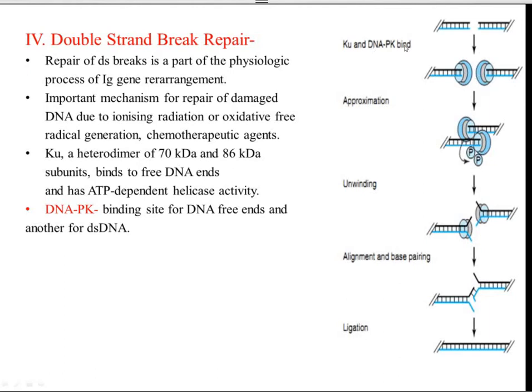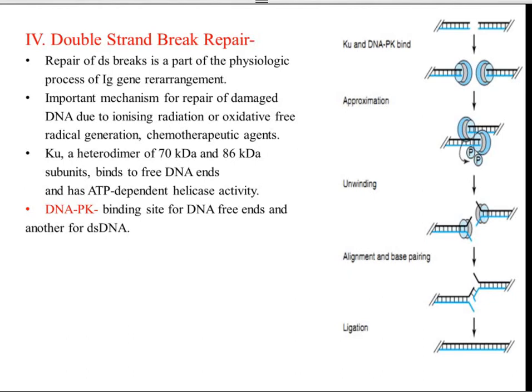Now this DNA protein kinase has two binding sites, one for the double stranded DNA and another for binding towards the inside. So now we have a complex of Q protein and DNA protein kinase bound to the double stranded DNA and also to the inside of the DNA, so that the kinase activity is now activated and phosphorylation of the DNA will take place here.